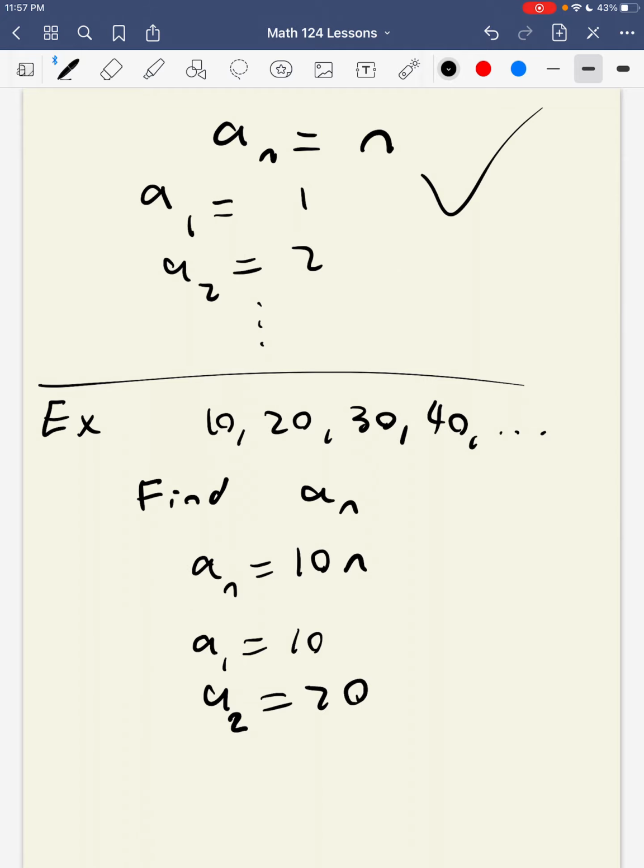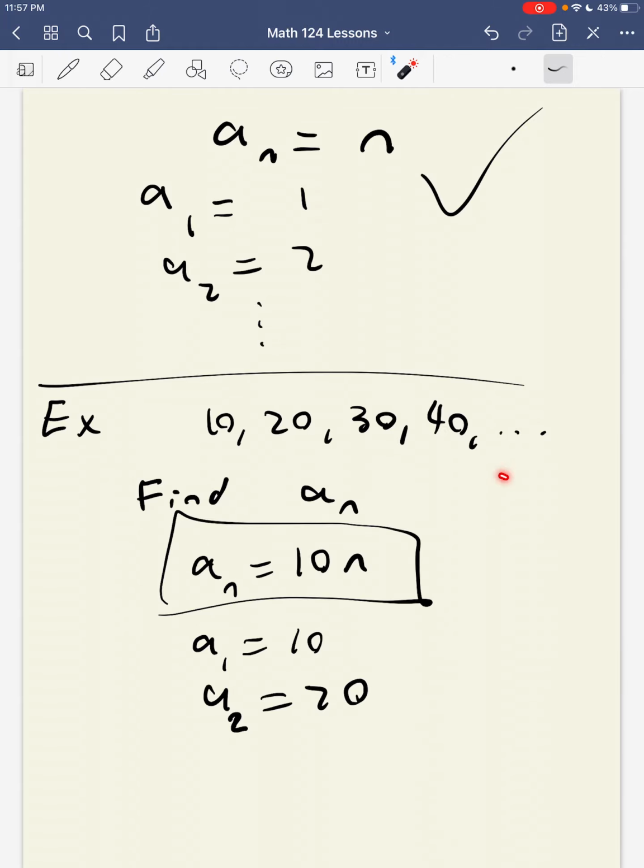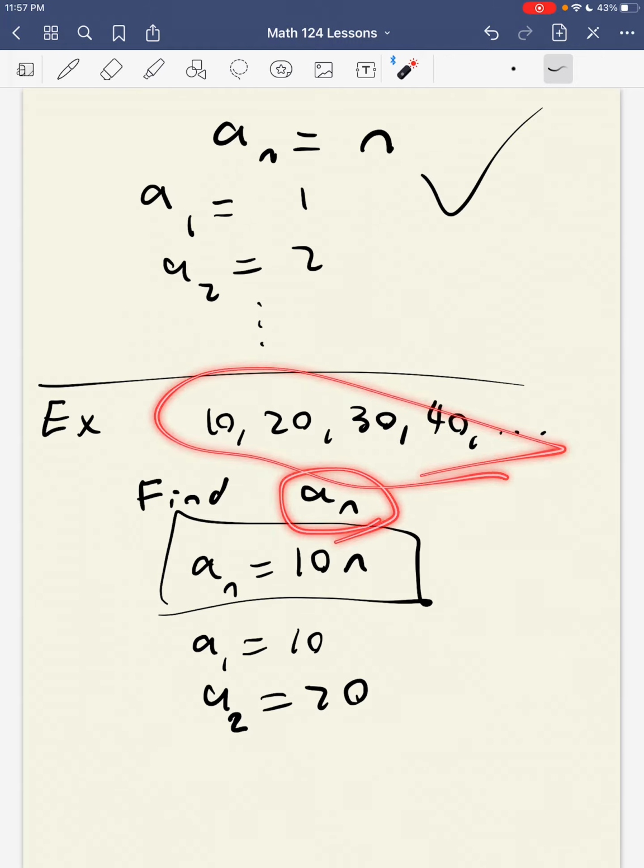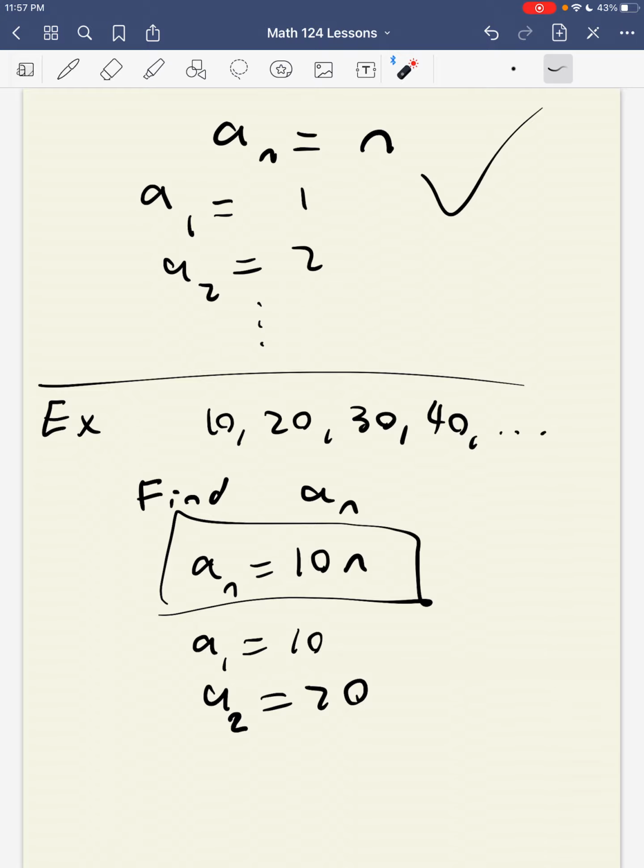that this formula works. So again, when we have to reverse engineer a list into a formula, you just kind of have to think about it and then plug in some values to check if it works. Okay, and then once you do have a formula, you can find any term.